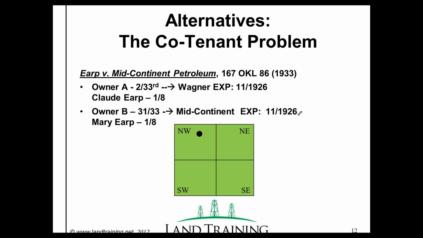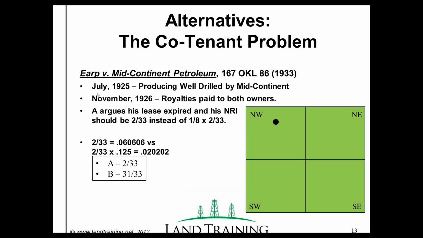So what happened is in July 1925, there was a producing well that was drilled by Mid-Continent. And in November 1926, Mid-Continent paid royalties to both owners, paid royalties to Claude Earp, who owned the 2/33 interest, and paid royalty to Mary Earp, who owned the 31/33 interest.